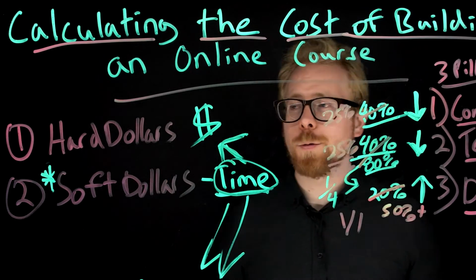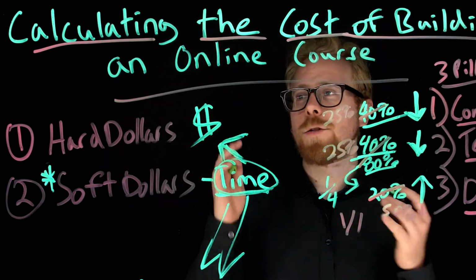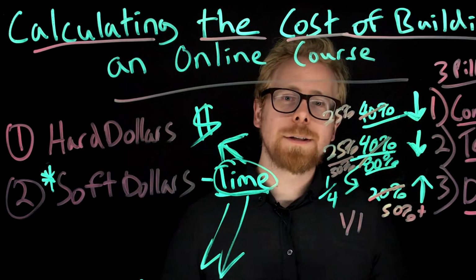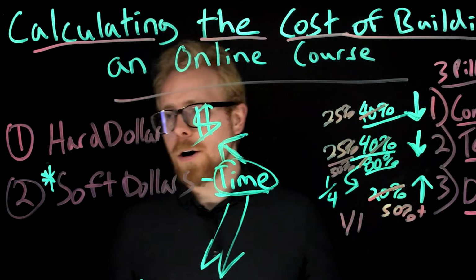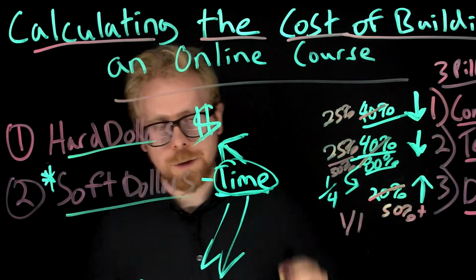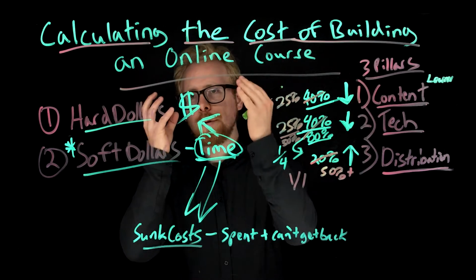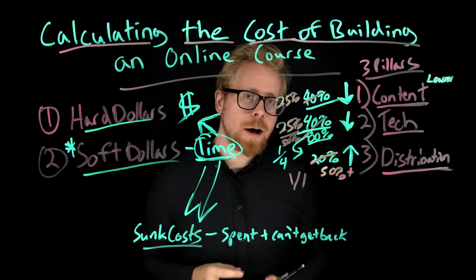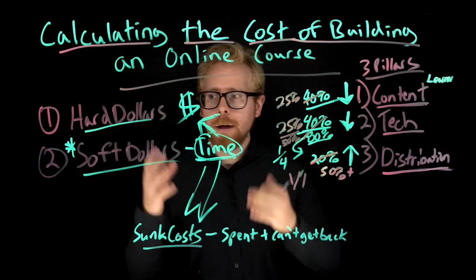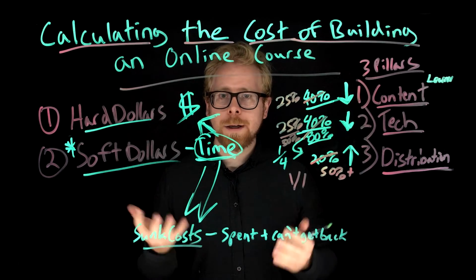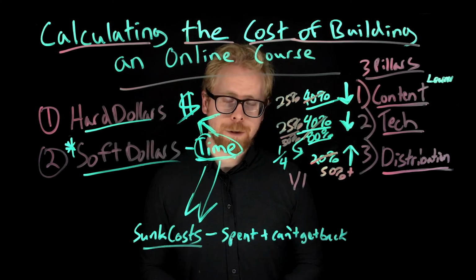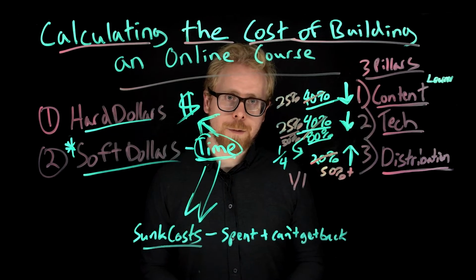So to recap, here's what we learned in this video. We learned that the 2 items you need to consider when calculating the cost of your online course development are hard dollars and soft dollars. Hard dollars meaning the actual monetary investment that it costs you to develop your program. Soft dollars being the time investment, which indirectly means a higher monetary investment to develop your program.